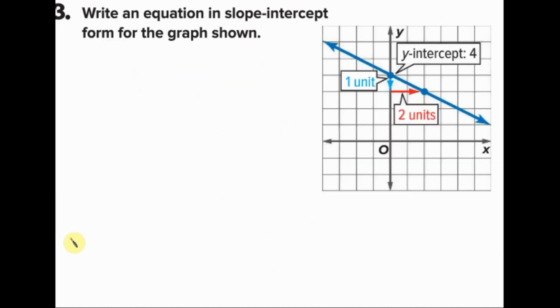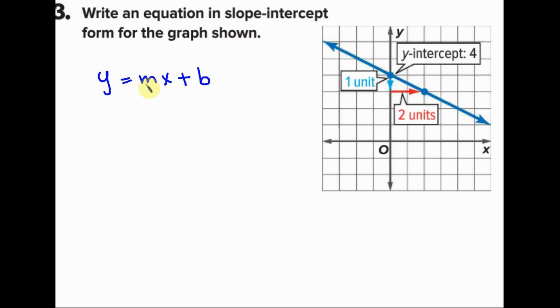Number 3, write an equation in slope-intercept form if you were given a graph. So same thing, if I'm going to write slope-intercept form, I'm still going to use the format y equals mx plus b. In here, again, I need to circle the two variables.